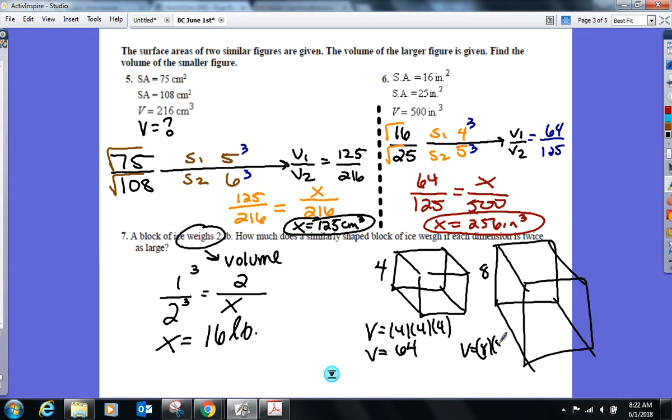All right. Volume of this doubled cube: 8 times 8 times 8. What's the volume of that double size cube? 512. Anybody know how many times 64 goes into 512? 8. That's 8 times the size of it. So when you double the dimensions, you don't get a cube that's twice the size. You actually get a cube that's 8 times the size. And where's that 8 come from? Cubing the similarity ratio.